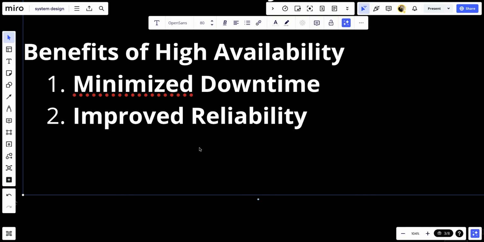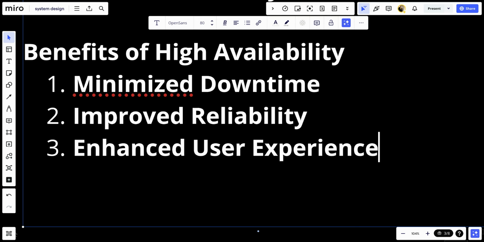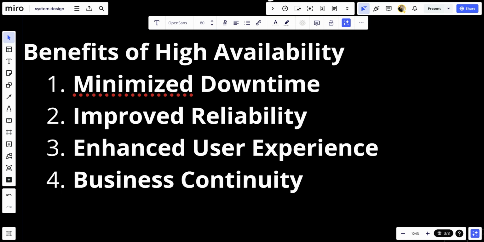Number three, enhanced user experience. Continuous availability of services improves user satisfaction and trust, as users can rely on the service being available when needed. And lastly, we have business continuity. High availability systems support business continuity by ensuring that critical applications and services remain operational, which is crucial for maintaining business operations and revenue.